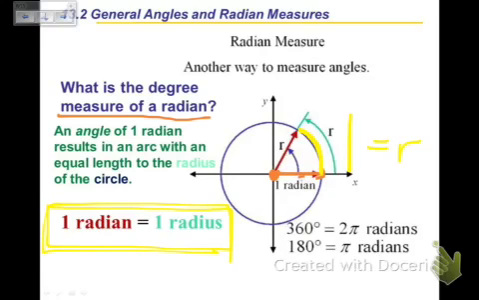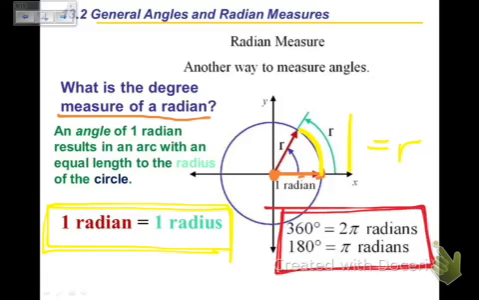They are the same. Now, a very important point to make is that 180 degrees is equal to pi radians, and 360 degrees is equal to 2 pi radians. I just take the first one times 2, get 360, get 2 pi. Okay, so I would write that down. That will come in very handy in class tomorrow.